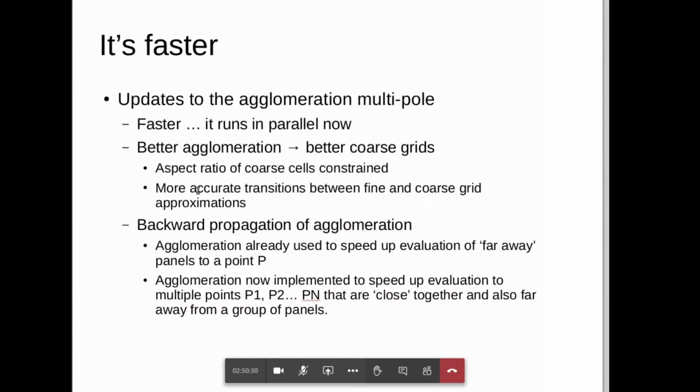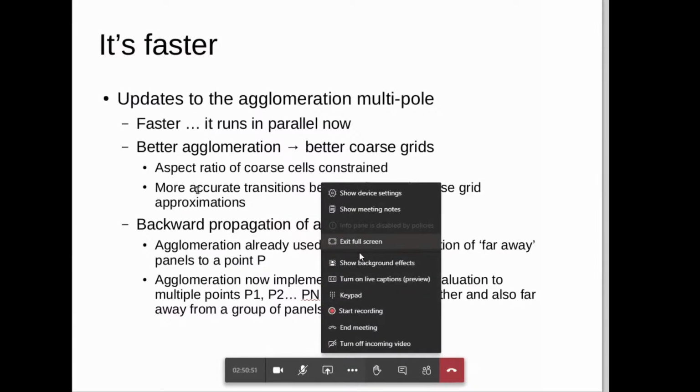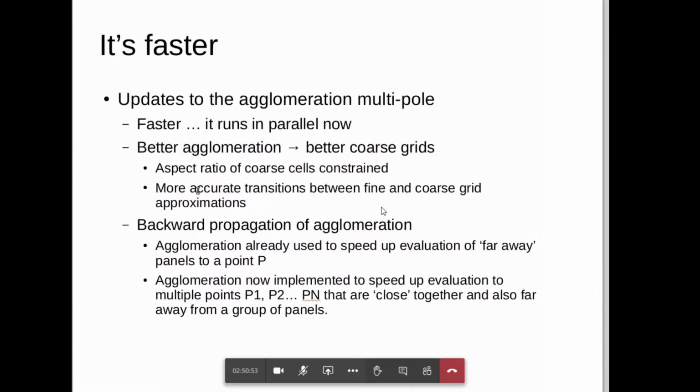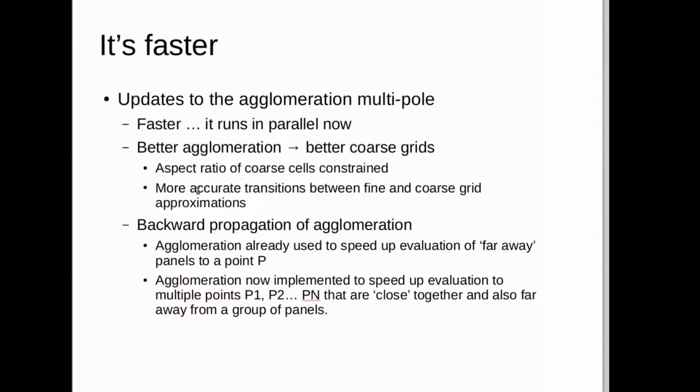So it's faster. Between pretty much the release from last year and the release that's out there now, I'm going to have one up there soon, I think, because we found some bugs that I've been working on, the agglomeration multipole has been updated. So I talked about that in the theory, what that was. It's faster now. Part of that is that that process runs in parallel, so all the agglomeration and setting things up, that's done in parallel. So if you're running in parallel, that part of the solver will run faster.